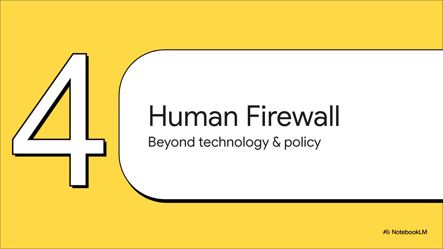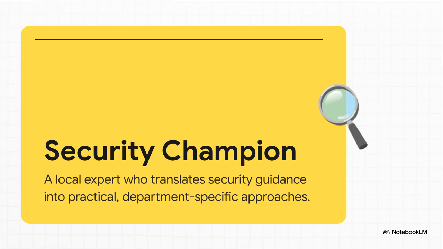But listen, policies and technology will only get you so far. Your strongest, most adaptable defense isn't a piece of software. It's your people. It's time to build a human firewall. And a huge part of building that firewall is this concept of the security champion. This isn't some IT person sent down from on high. No, this is someone embedded within a department, a marketer, an engineer, a salesperson who becomes the local go-to security expert. They're the ones who can translate the high-level corporate policy into practical advice that actually makes sense in their team's day-to-day work. It makes security personal.